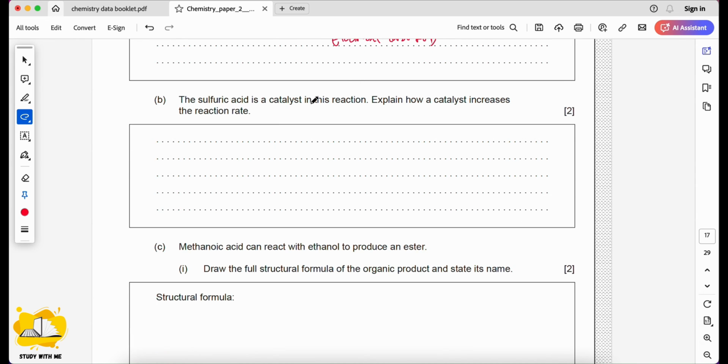The sulfuric acid is a catalyst in this reaction. How does a catalyst increase the rate of reaction? A catalyst provides an alternative reaction pathway and lowers the activation energy.